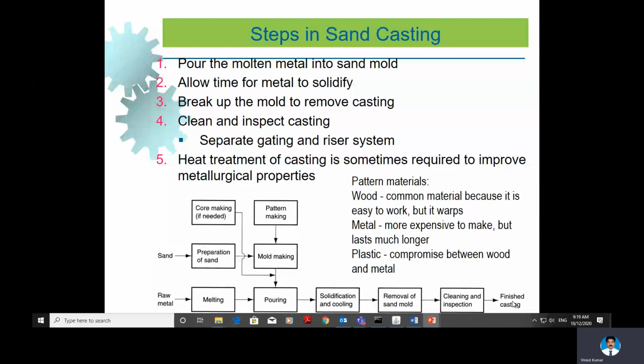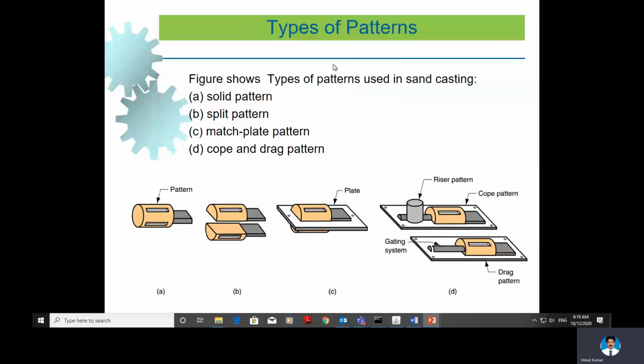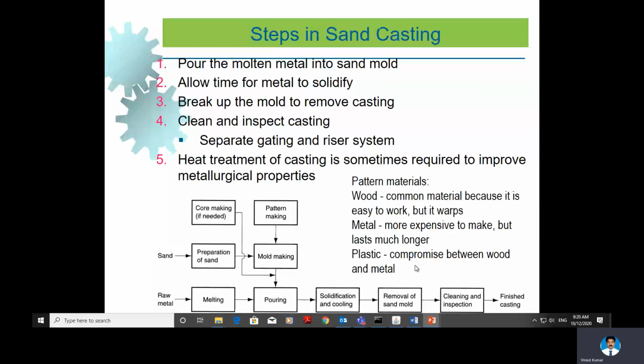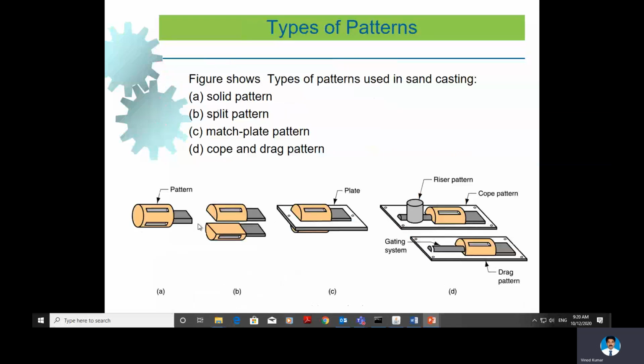What type of patterns? As I explained before, patterns can be wood, the common material; metal, which is more expensive but lasts much longer; or plastic, a compromise between wood and metal. Normally wood is used. Now you can see here patterns can be of different types. A solid pattern, completely solid. Split pattern, that means it is divided into two halves. Then we have a match plate pattern. That means the pattern is connected with a plate so that it can be used for other casting processes.